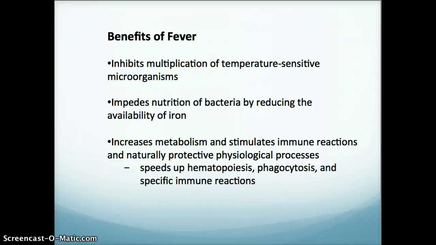Why would we want to have fever? The main benefits are that they can inhibit the multiplication of temperature-sensitive microorganisms. Remember, we talked about microorganisms having a temperature that they're happiest to grow in. If we make it too high, they won't grow well. It also can impede the nutrition of bacteria by reducing the availability of iron. We have lower availability of iron with a higher temperature. And then also it will increase our metabolism and immune reactions. So it'll speed up the formation of red blood cells, of phagocytosis, and other specific immune responses with that higher temperature, which will help fight that infection.